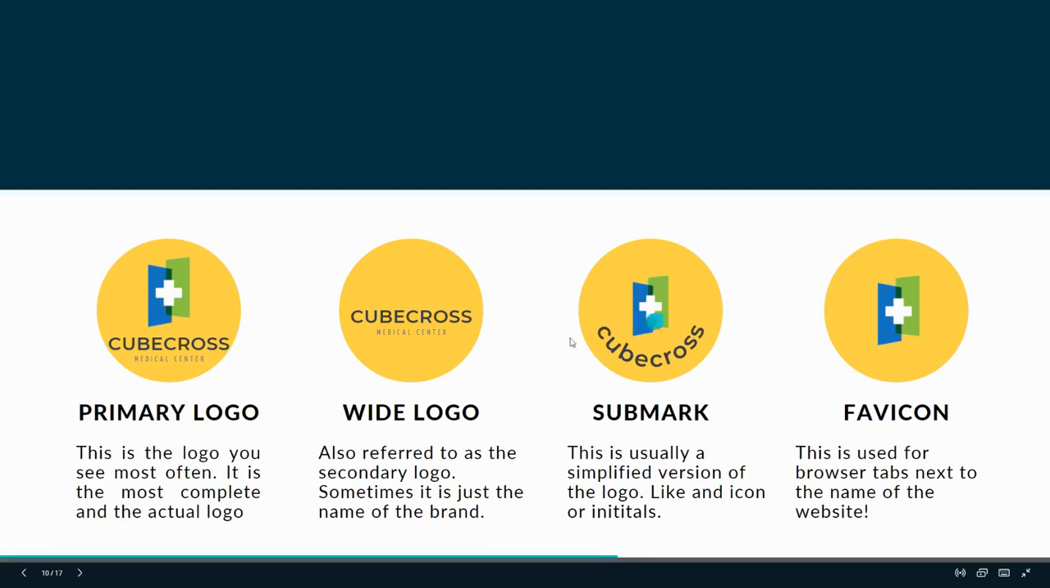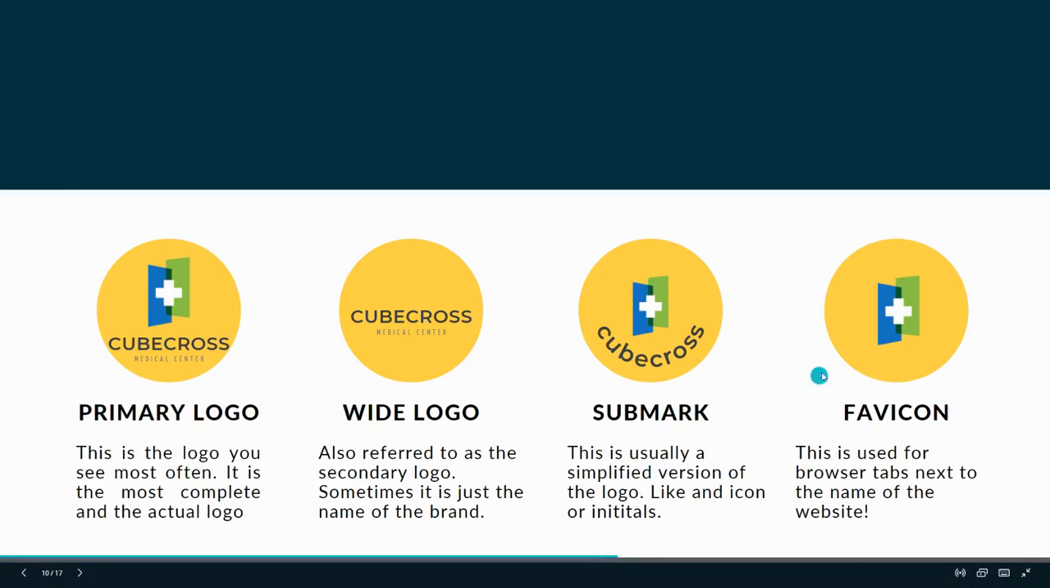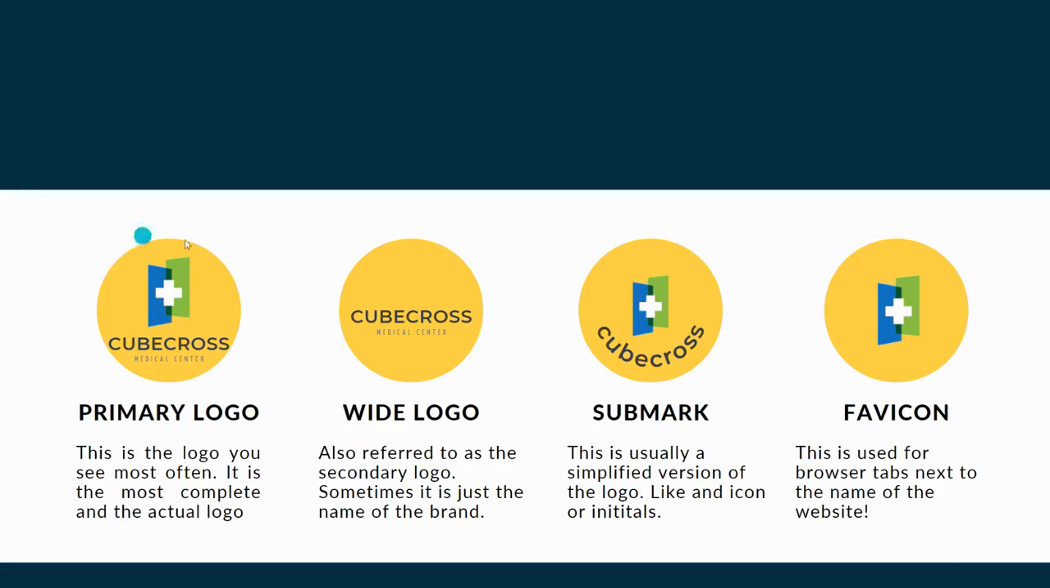Then you have your submark. So this is usually a simplified version of the logo, like an icon or initials. And this is usually in a circular motion, your submark. Then you have your favicon icon, which is for the browser tabs next to the name of the website. So usually that will just be the icon on your logo.